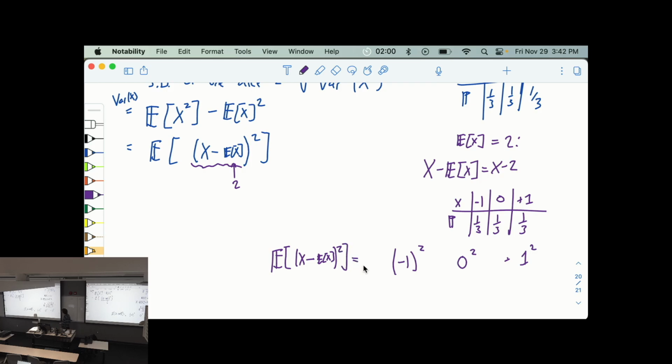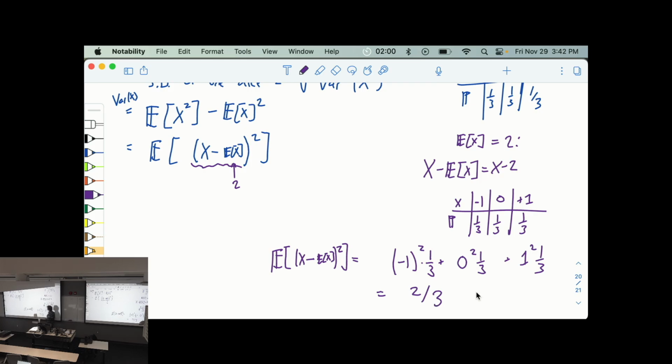And these are the 3 possible things that happen, either -1 squared or 0 squared or 1 squared. You add them up and multiply by the probabilities. So a third, a third, a third. These two are both 1, this one's 0. This is 2/3. So that is how I did it, and the final answer is 2/3.